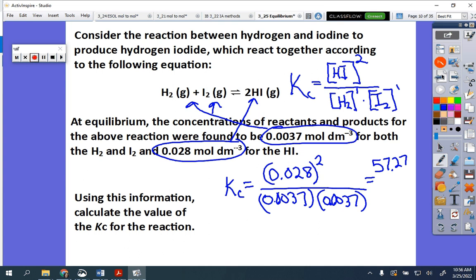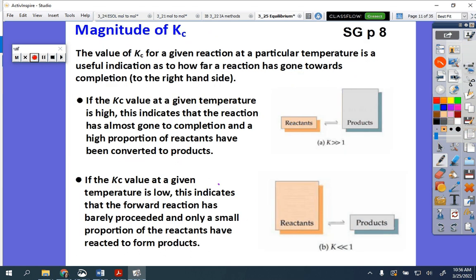So if we calculate Kc, that can tell us something about which direction the reaction is primarily going in. Right? Did the reaction shift in order to get to equilibrium? Did we shift this way or did we shift this way? Okay. So your study guide starts talking about this on page 8. So depending on, sorry. Yep.